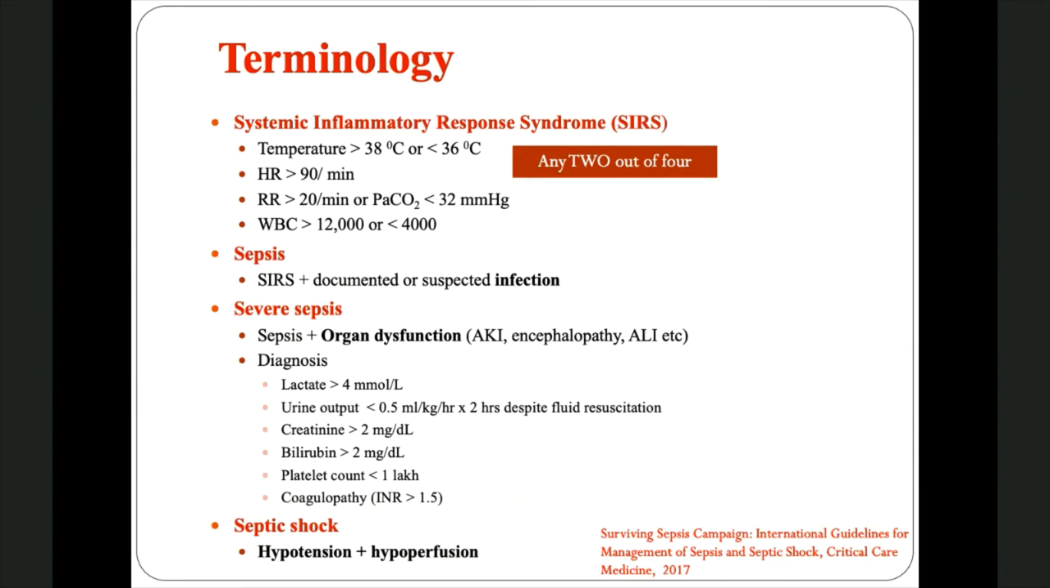Severe sepsis is whenever there is organ dysfunction associated with it. And this organ dysfunction can be assessed by these parameters: tissue perfusion, lactate level, urine output, renal function, creatinine, bilirubin level for liver function, platelet count, hematological function, coagulopathy. So severe sepsis is organ dysfunction along with sepsis. Septic shock is whenever along with any of these there is hypotension and hypoperfusion.